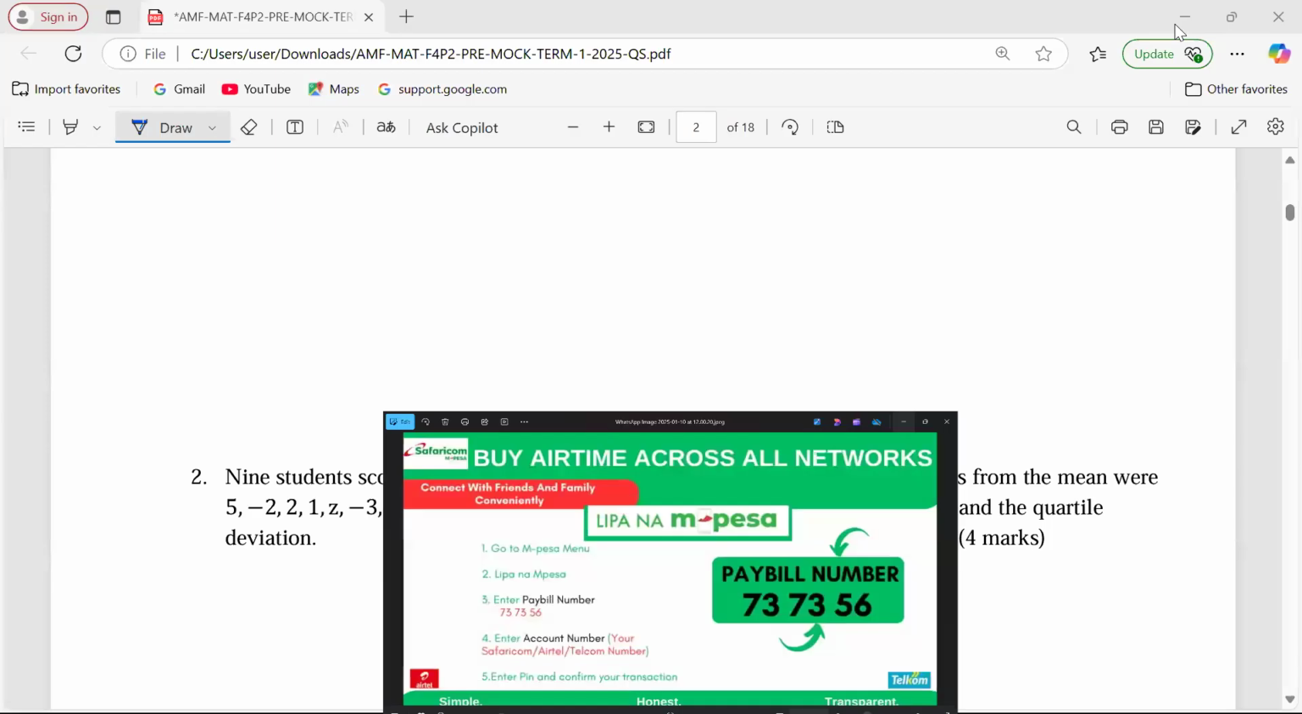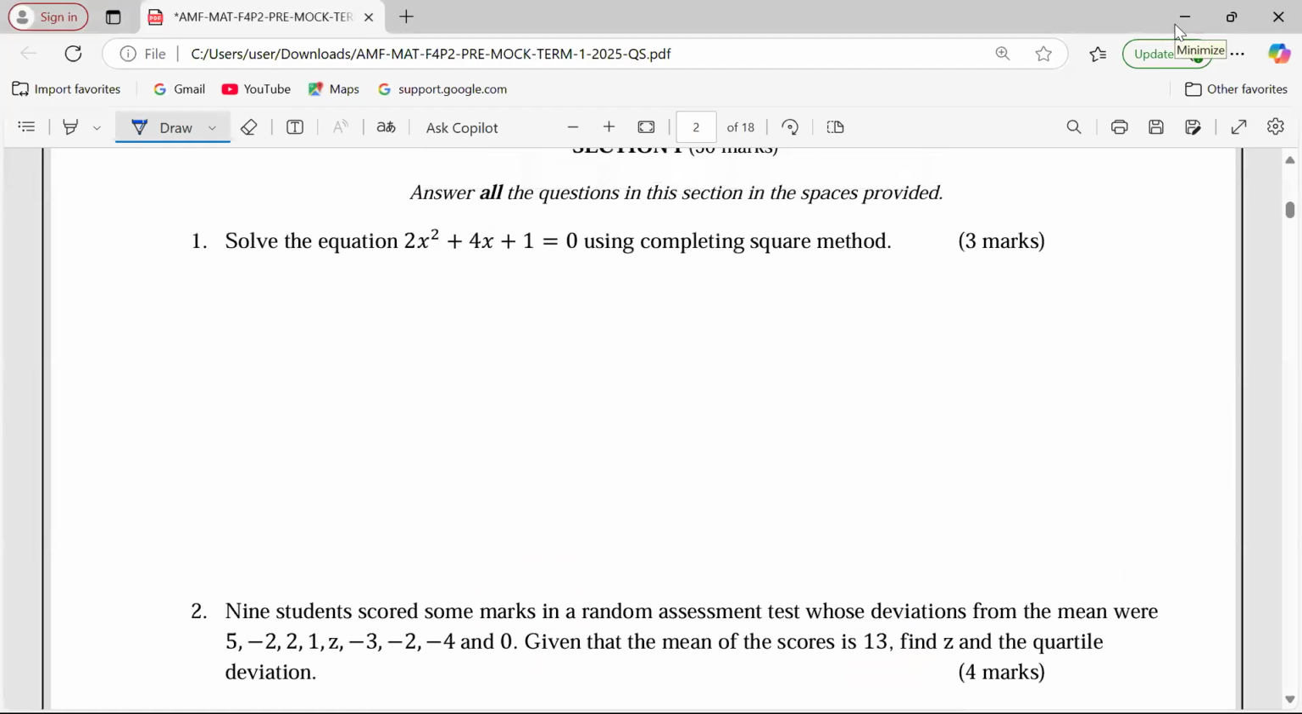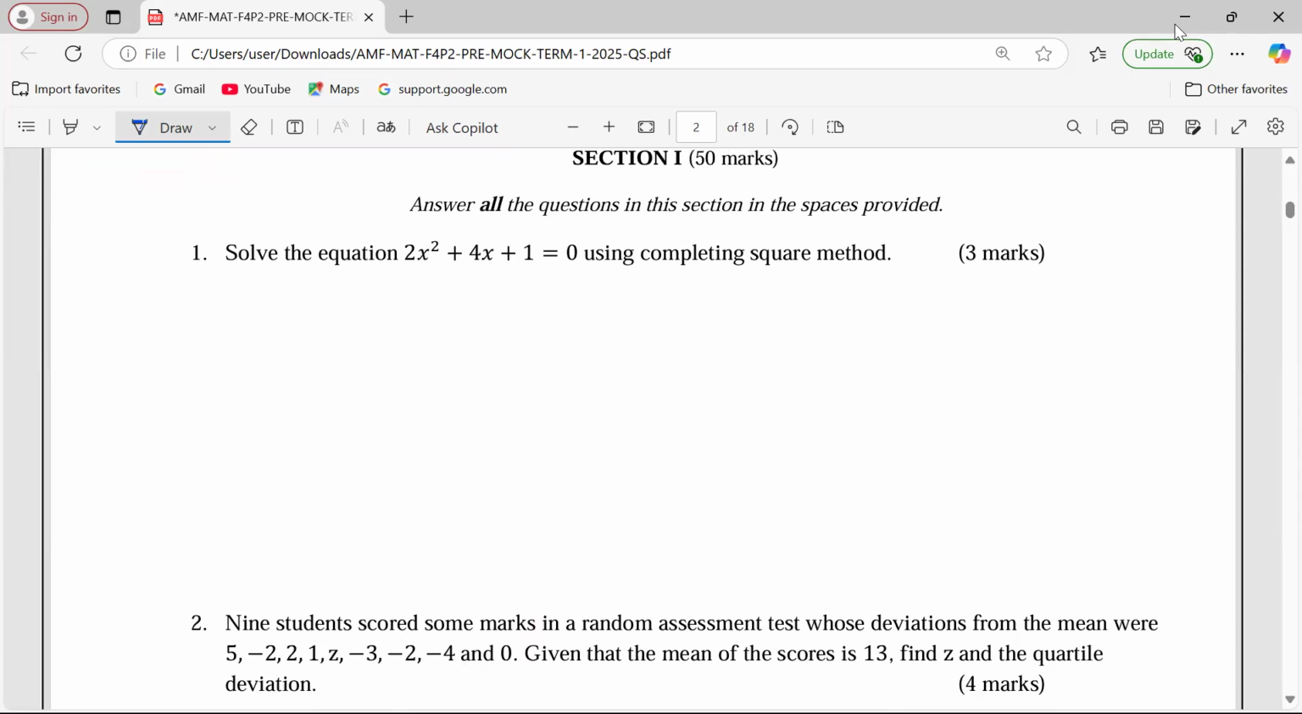So let's now get to the paper. I'm on number 1 now. Solve the equation 2x squared plus 4x plus 1 equals 0 using the completing the square method. Now, in this method of solving quadratic equations, we usually ensure that the coefficient of x squared is 1. The general equation is ax squared plus bx plus a constant c equals 0.